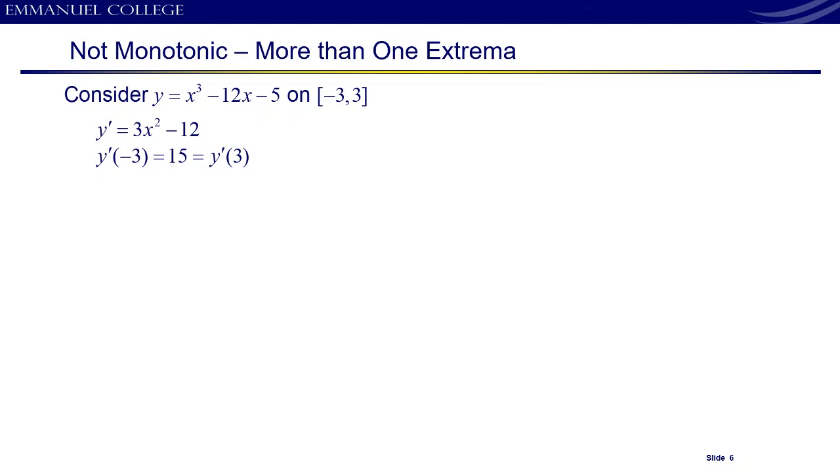So take something like 3x squared minus 12 as the derivative of x cubed minus 12x minus 5 on the interval -3 to 3. Go back to intermediate value theorem, Darboux's theorem, stuff like that. And if you notice, this is one of those cases where picking a point or checking the endpoints isn't a good idea.